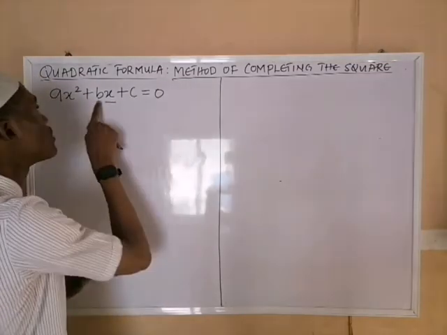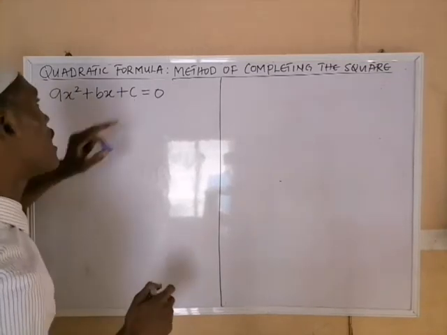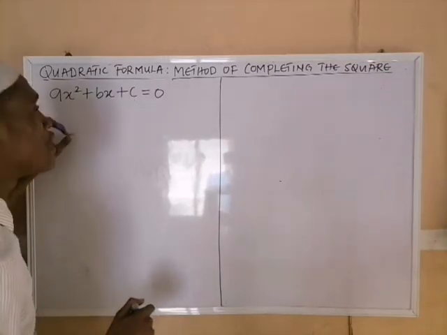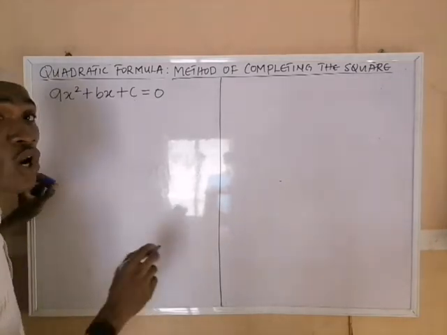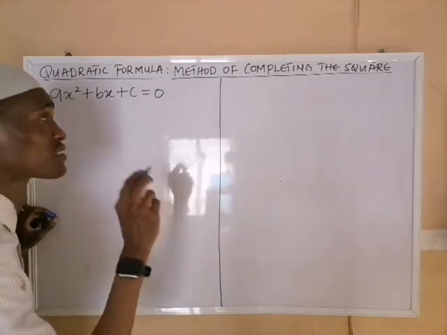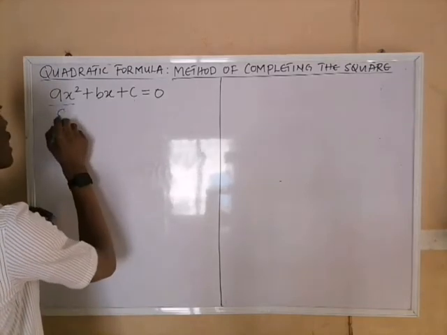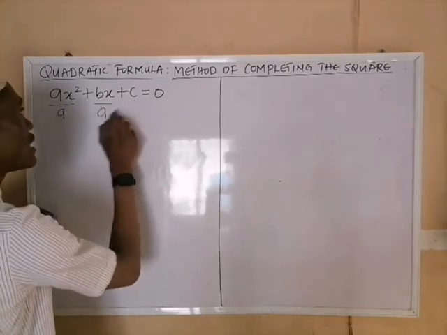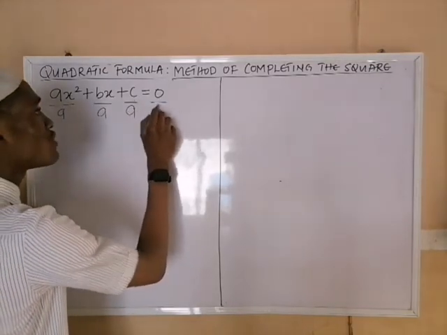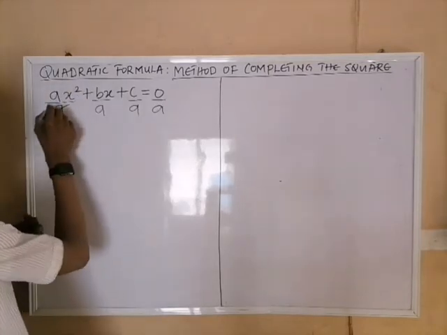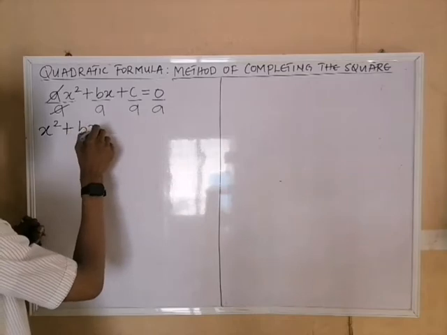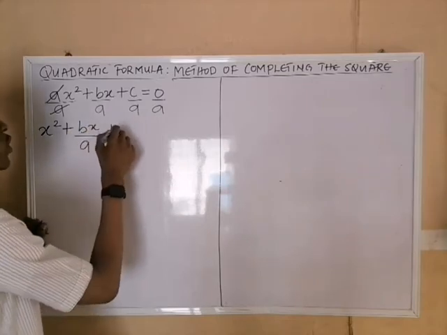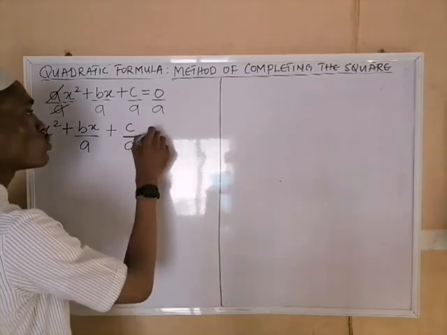So the first step to solving the quadratic formula is to divide all through by the coefficient of x squared. So I'm going to divide all through by a, each side by a. So I'm going to have x squared plus bx over a plus c over a equals 0.